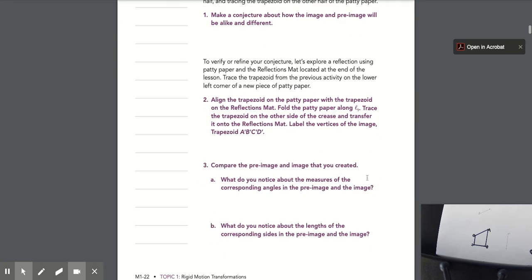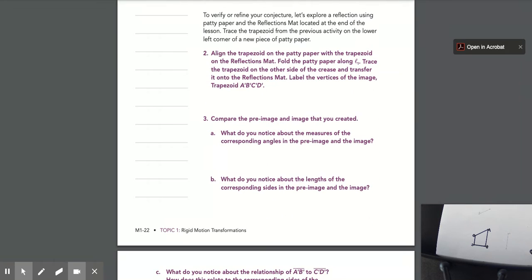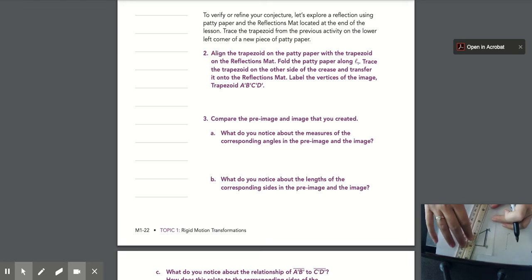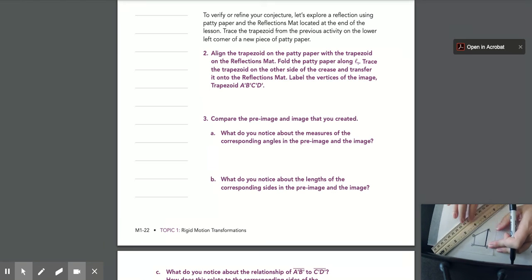So the next step is we have to verify our conjecture that we already made. So what you are going to do is take a piece of patty paper, and in the lower left-hand corner, you are going to trace your trapezoid, okay? So you're going to do that now, so make sure you have your ruler and your patty paper, and you're going to trace your trapezoid in the lower left-hand corner. It is important that you get it in the lower left-hand corner in order to complete today's activity. So please try to do that, or else it's not going to line up correctly.